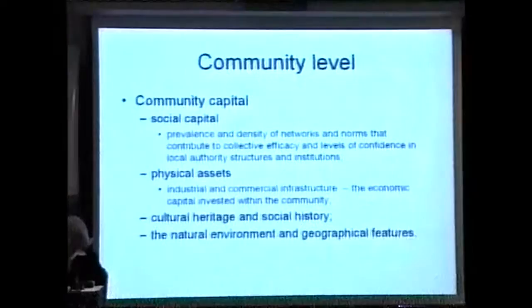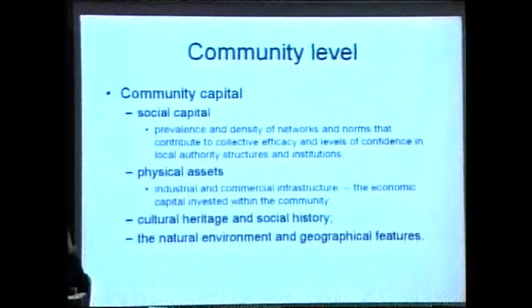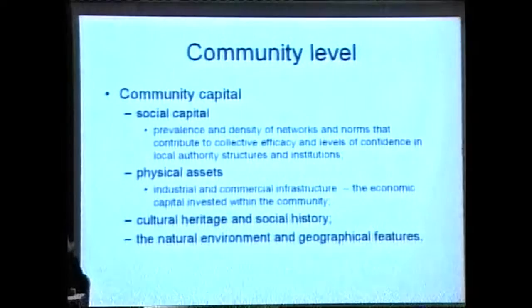Okay. So on the next slide, the second aspect of the community level is community capital, in which we're largely recycling some of the ideas about social capital, which I gather is well known to you. And then within that, we want to add the physical assets of a community, its industrial and commercial infrastructure, and so on. Its cultural heritage and social history. And later on, I'm going to point out one thing that we need to be able to do is look at how things are changing. And then lastly, the natural environment and geographical features, to the extent that they matter to the community.